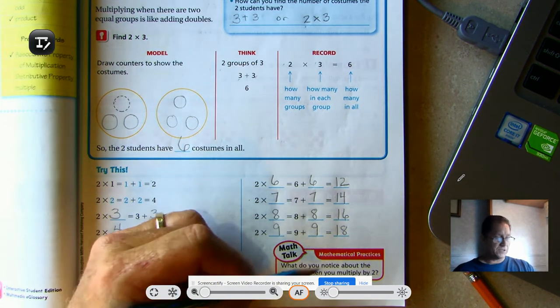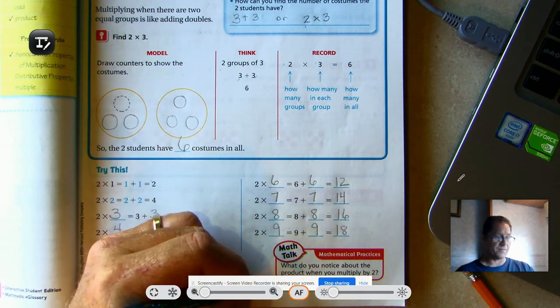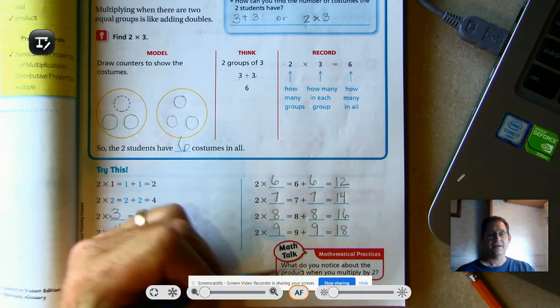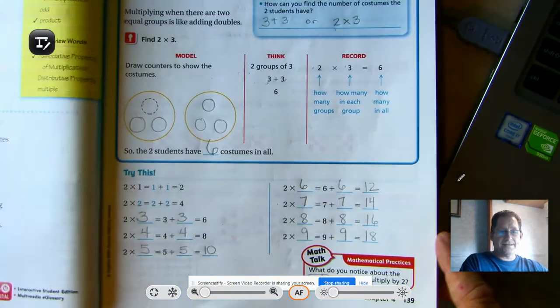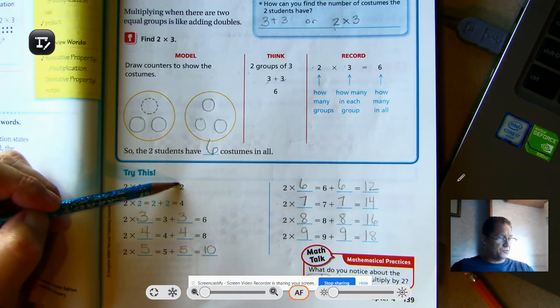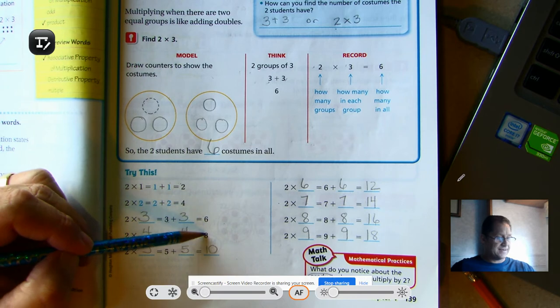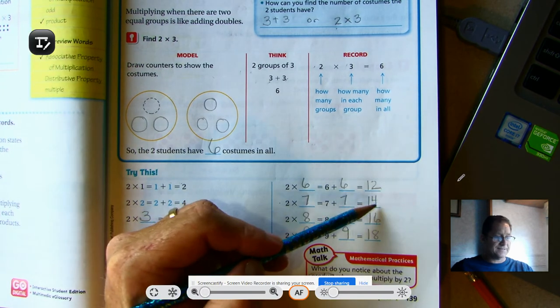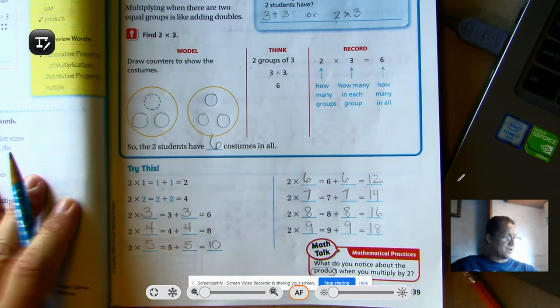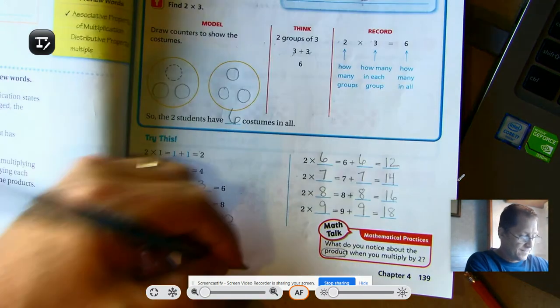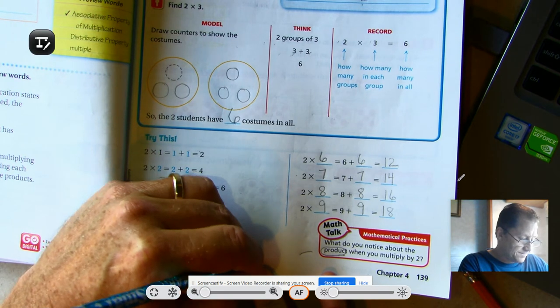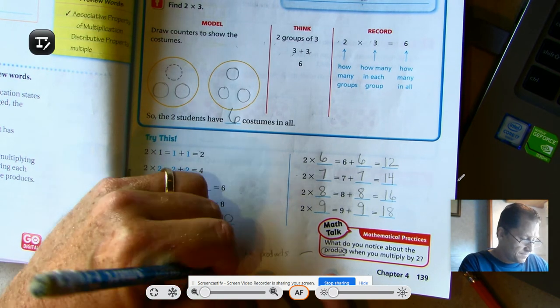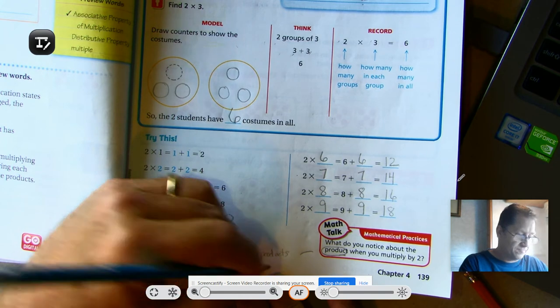All right, so what do you notice about the product when you multiply by 2? Remember, product means the answer to a multiplication problem. So when we look at these answers, the product is 2, 4, 6, 8, 10, 12, 14, 16, 18. Well, I notice all the products are even when multiplying by 2.